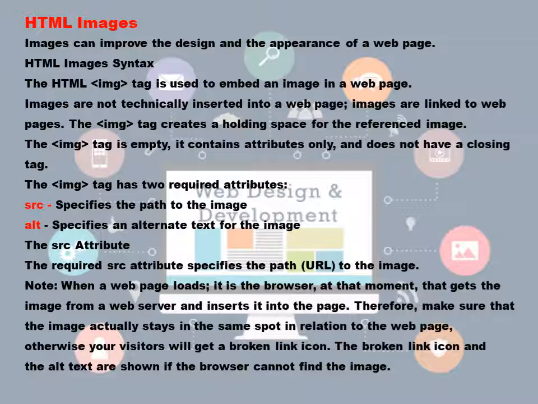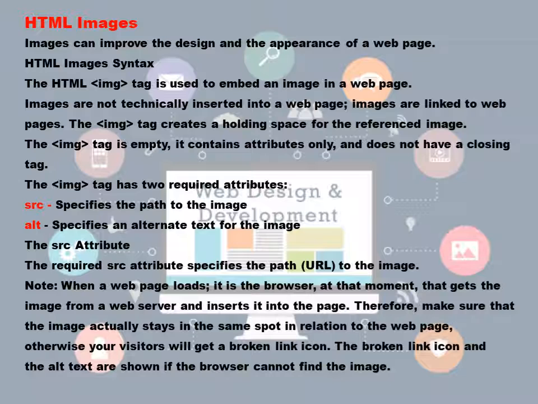The image we insert in a web page is the content of the web page, but in the background we set it as a background image. So there is a difference: when we use the background in the body tag, we set it as a background image, but if you want to insert an image at a particular location in your web page, we use the image tag. Images can improve the design and the appearance of a web page.